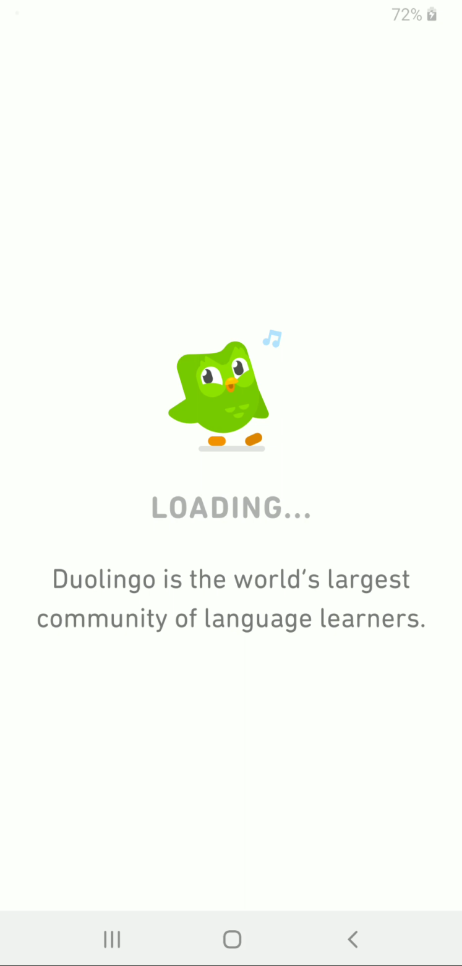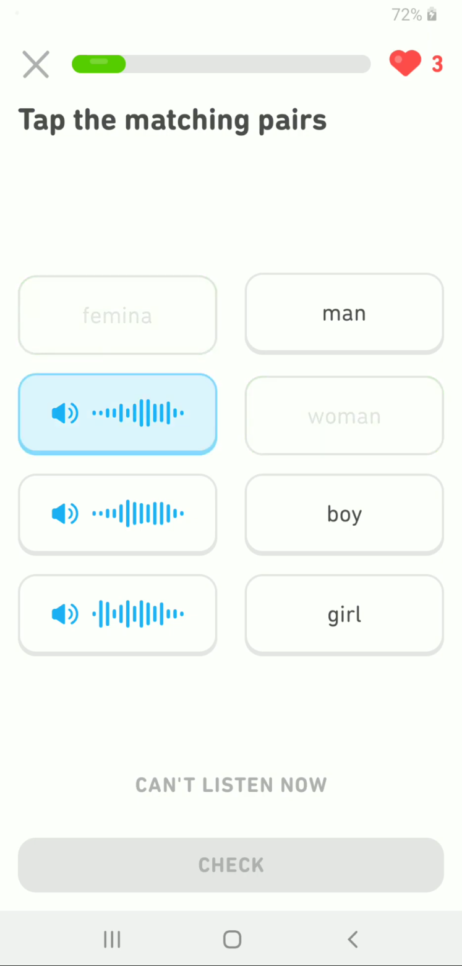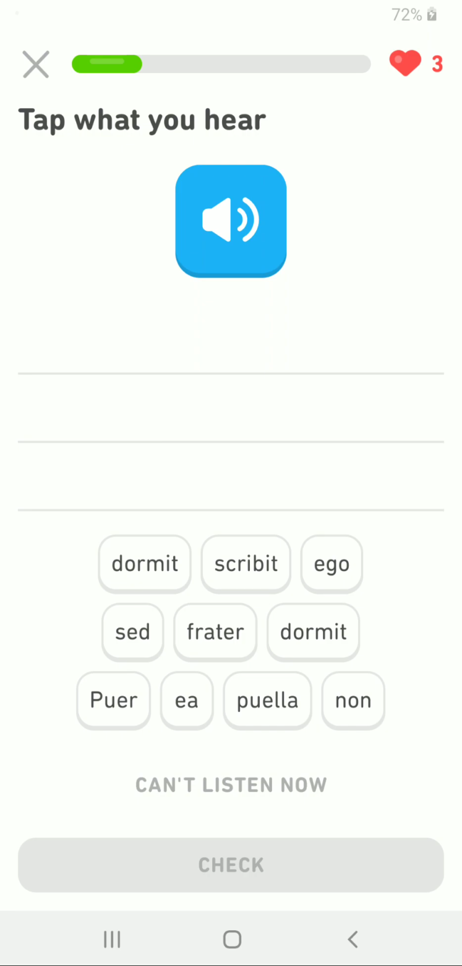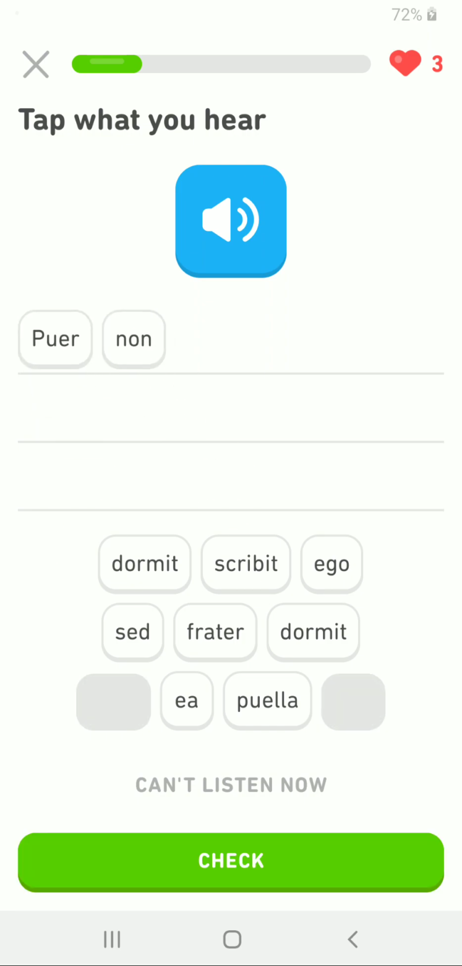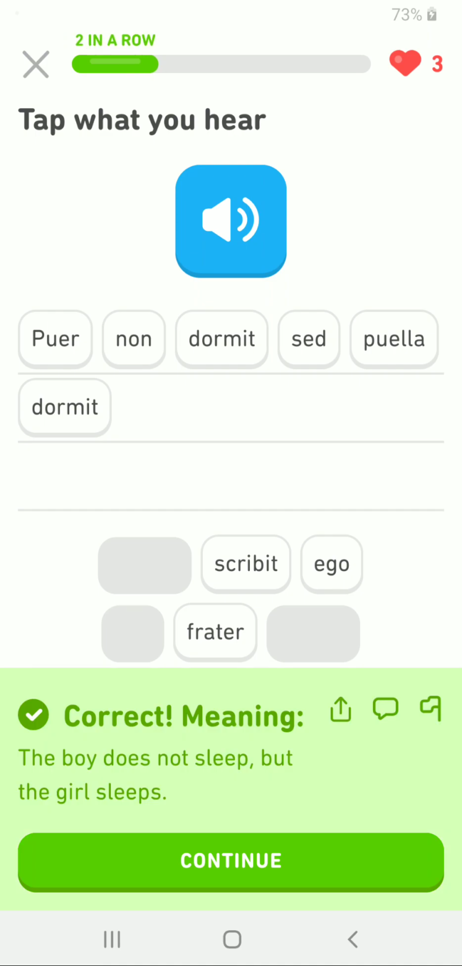We have already seen this, it is just pure revision. Femina is woman, puella is girl, puer is boy, vir is man. Yeah, we know that. Puer non dormit, sed puella dormit. Dormio, dormis, and dormit. That's how you conjugate. Puer non dormit, sed puella dormit. So the boy is not sleeping, but the girl is.